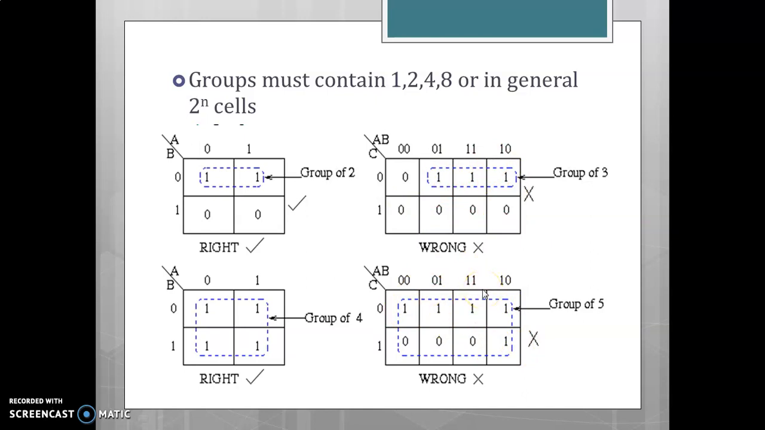Each and every group will have only 2 power m adjacent cells, which means if you put n equal to 0 here, your group can have 1 cell. If I put n equal to 2 here, my group can have 4 cells. So it should follow only this sequence. We cannot form groups of 3. We cannot form groups of 5.